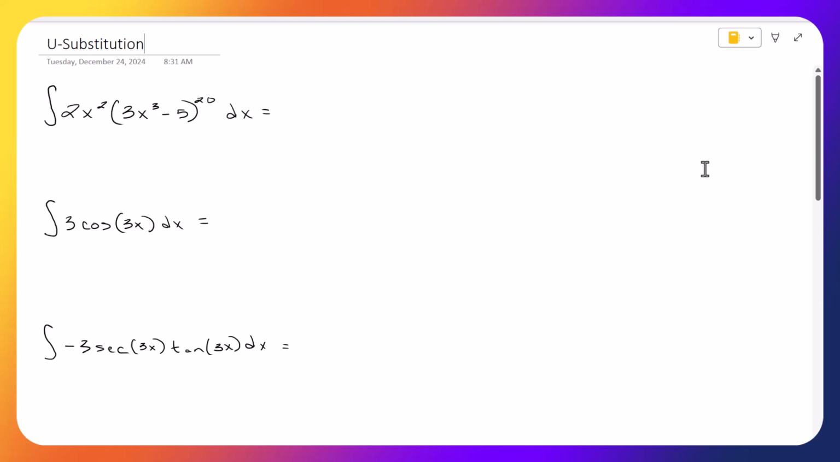Okay, so we are almost done with this unit. And this video is mostly going to be just giving you example problems using a tool that I said we would learn in the last video to do some integration. And this is going to help us do more complicated integrals. And this technique is called U-substitution.